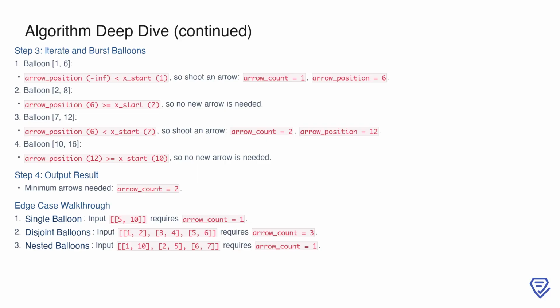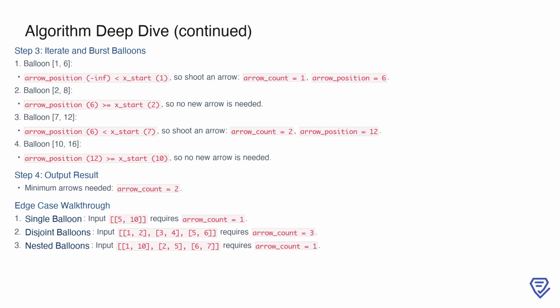For the first balloon [1, 6], since arrow_position is less than its starting point 1, we shoot an arrow at position 6. This increases arrow_count to 1 and updates arrow_position to 6. For the second balloon [2, 8], its starting point 2 is within the range of the last arrow, so no new arrow is needed. Moving to the third balloon [7, 12], its starting point 7 is outside the range of the last arrow, so we shoot a new arrow at position 12.